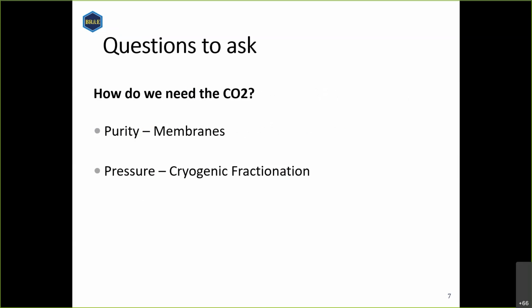The other question is, how pure do you need the CO2? If you need really high purity CO2, then what you may want to look into is having either a membrane or cryogenic fractionation. Those two processes will give you a very, very high purity CO2. And the difference between these two processes really has to do with the final pressure. Membranes work entirely based on a pressure drop, and so the CO2 is going to be at a low pressure. Whereas with cryogenic fractionation, you can produce a high pressure CO2 product.